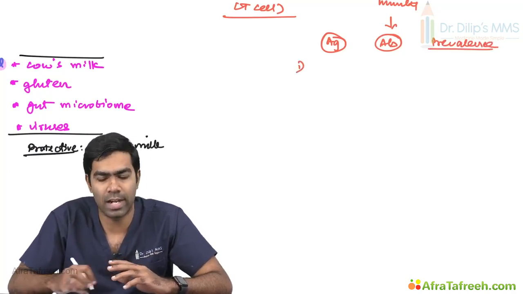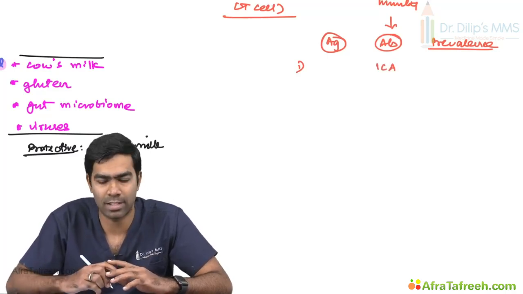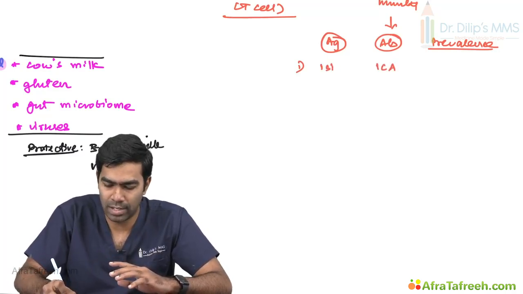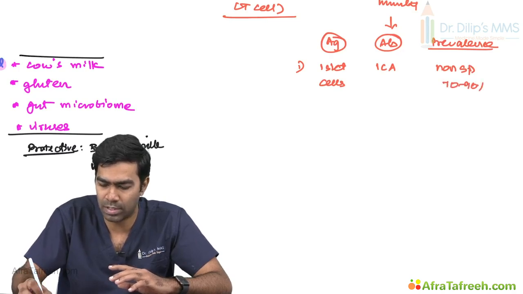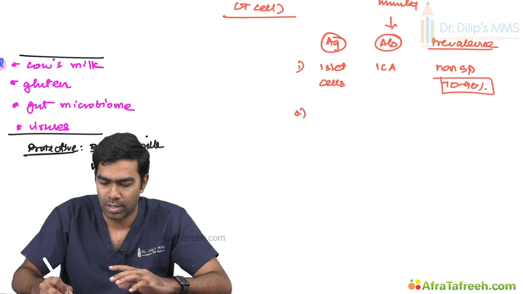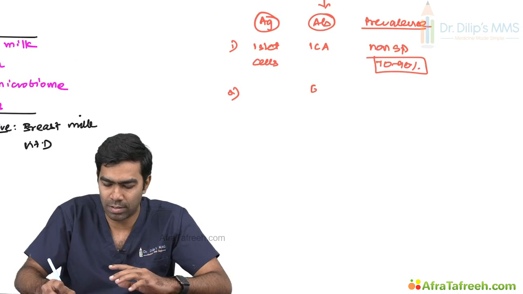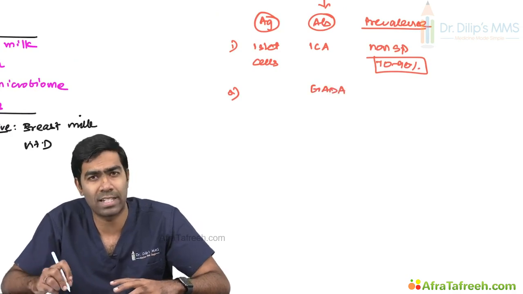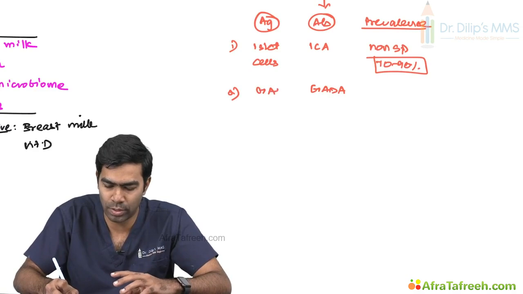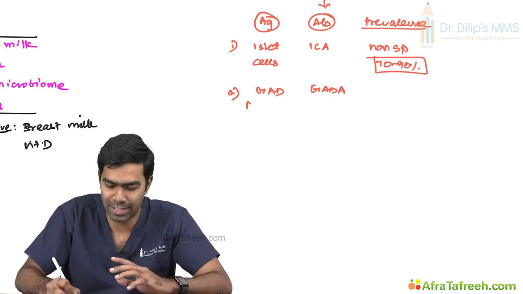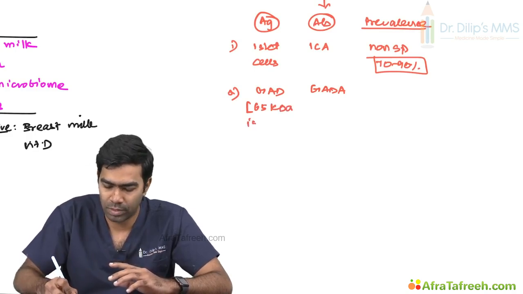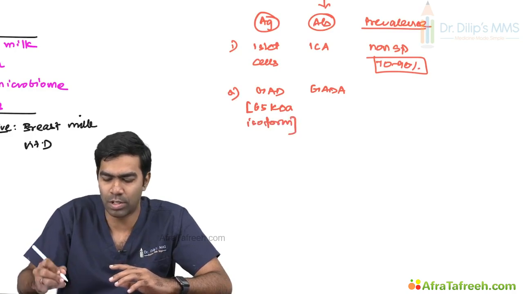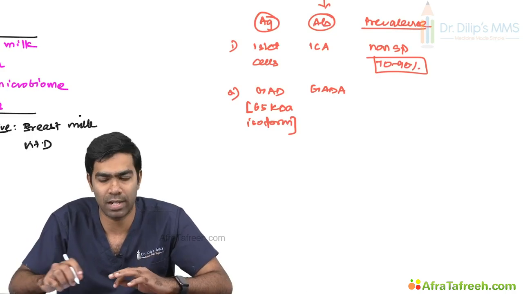The number one antibody is the islet cell antibody, called anti-islet cell antibody. And the antigen is, of course, the islet cells. It's a relatively non-specific antibody, but still seen in approximately 70 to 90% of the individuals. And second antibody, of course, is the famous GADA. That's called glutamic acid decarboxylase antibody, and the antigen, of course, is going to be the glutamic acid decarboxylase, especially the 65 kilodalton isoform of the glutamic acid decarboxylase. That's why this antibody is also referred to as anti-GAD65 antibody.